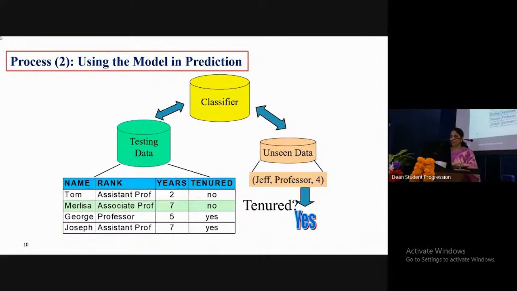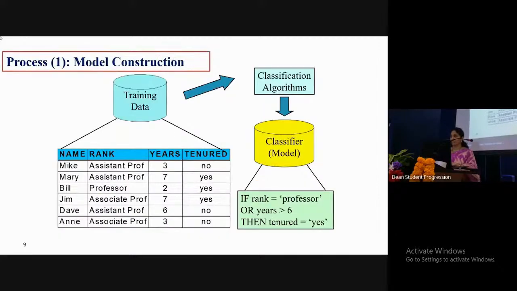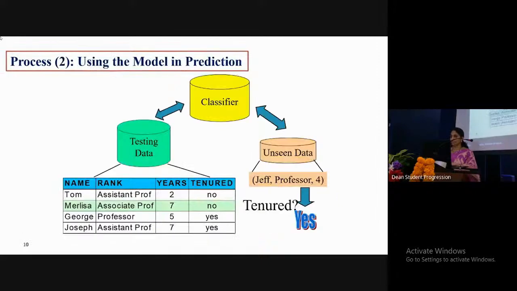Now look at the second one, Marilisa. She is an associate professor, so the first condition is gone here. But the number of years is 7, and the condition is years greater than 6, and 7 is greater than 6. So you should say tenured is yes, but my tenured here is saying no. So in this case, my test sample, my unseen data, has not passed the test. So the accuracy has come down a little in this case.